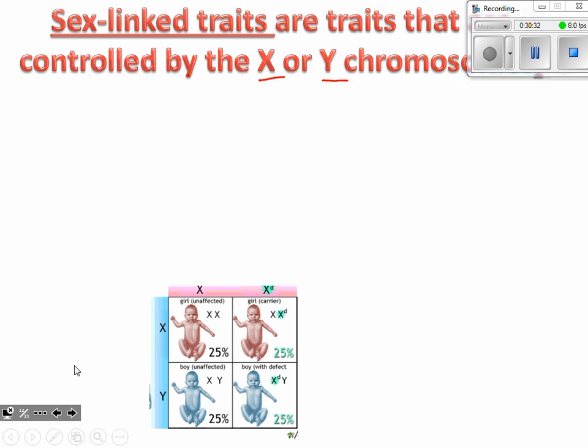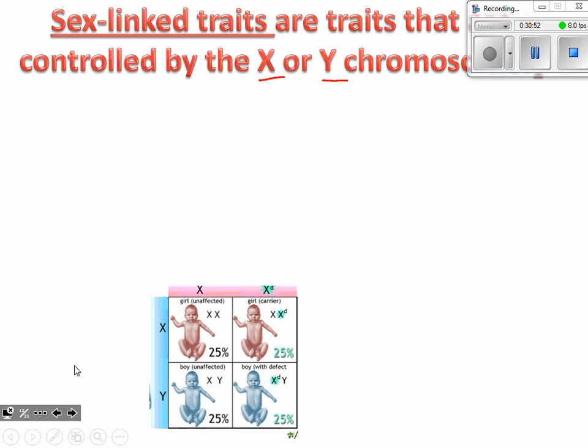This X chromosome is very important because males only have 1. So if they get a disease on that X chromosome, they're doomed. They don't have another X to buffer it. And we call these disorders sex-linked disorders. They can only be controlled by the X or the Y chromosome.